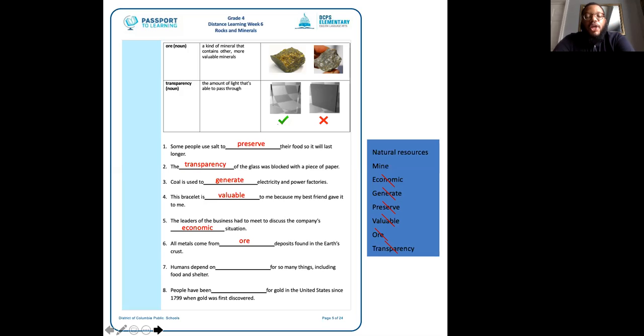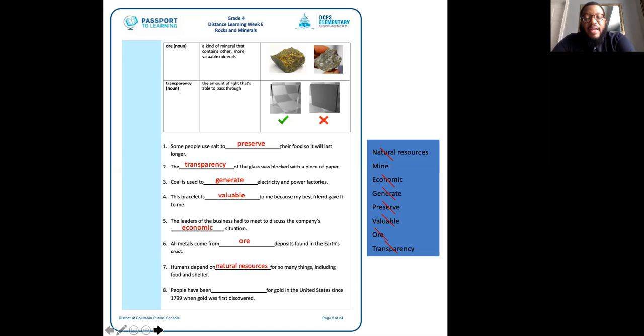Number seven, humans depend on blank for so many things, including food and shelter. I'm thinking back to the picture that showed the wood that we use to build things. And we know that wood comes from trees. Since trees are found in nature, that means we depend on natural resources. Yes, very good.